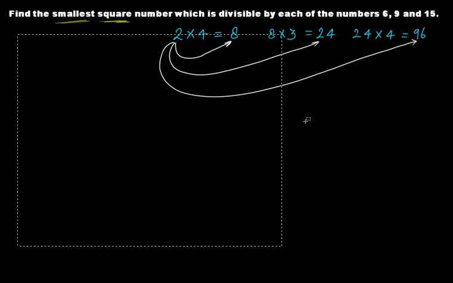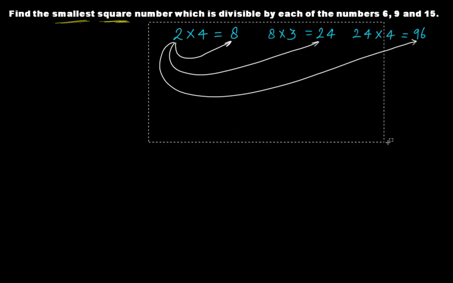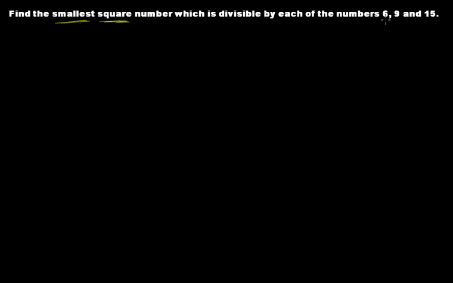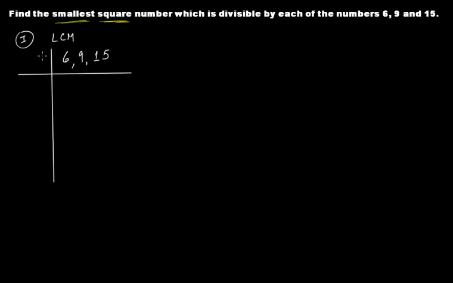So let me remove this. You have 6, 9 and 15. Let's find out its LCM first. So the first step is take LCM. So 6, 9 and 15. So you have 3 times 2 is 6. First we have to start by 2.